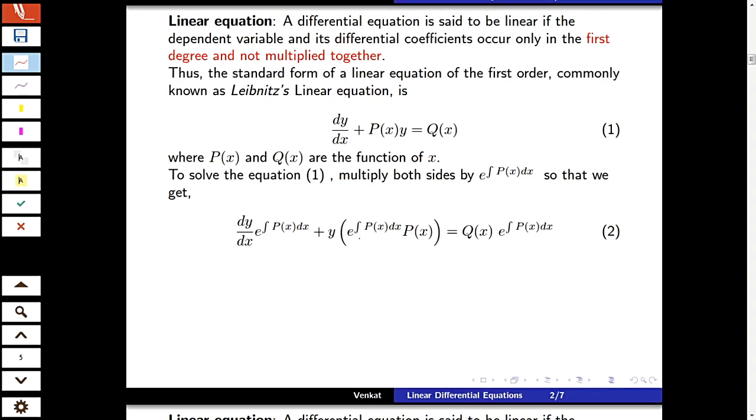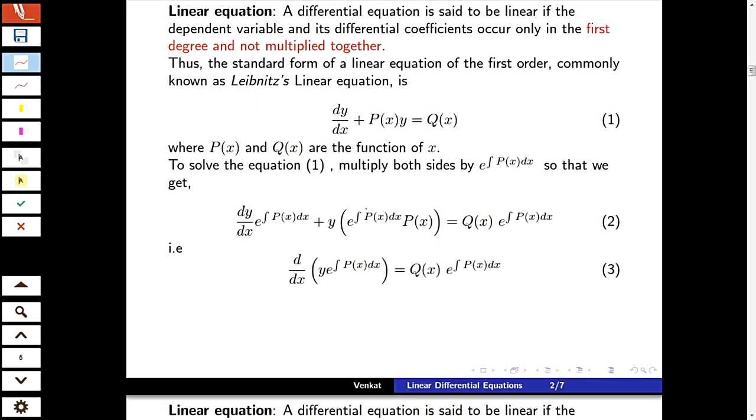Now I can write these two terms as a single term. What is that? d by dx of y into e power integral p of x dx. To differentiate this like u dash v plus u v dash, the first term u dash v stays as it is, then u into v dash. The e power integral cancels out with differentiation, and you will get p of x. So I am able to write the left hand side two terms as one term, that is d by dx.